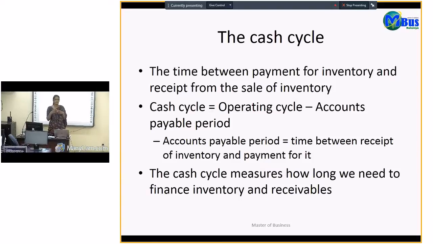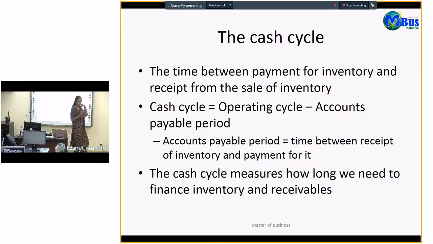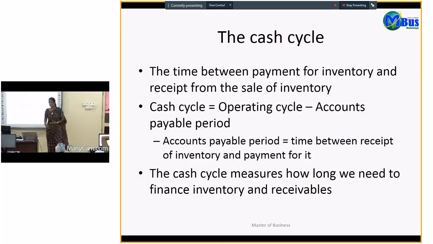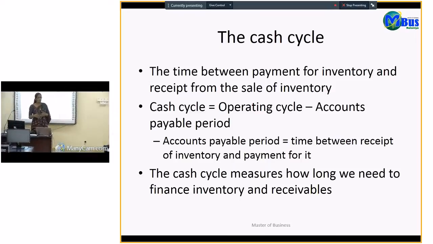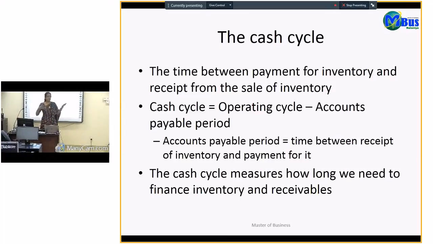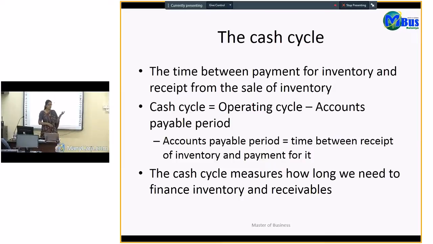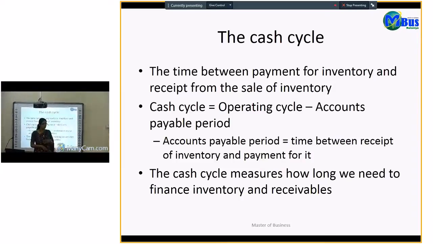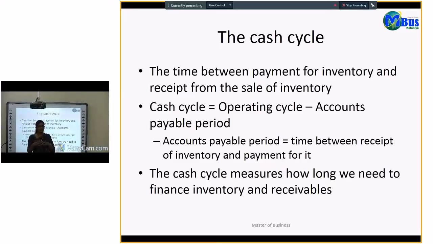we can get an idea about how much money we should have in hand to meet the expenses until we collect money from the debtors, right? And by looking at the inventory period, we know the amount of money that we need to finance inventory and for how long. If it is for a very long period, we can decide whether we are going for a bank overdraft or a short-term bank loan, right? So we can decide the source of finance based on the inventory period and the receivable period, right?